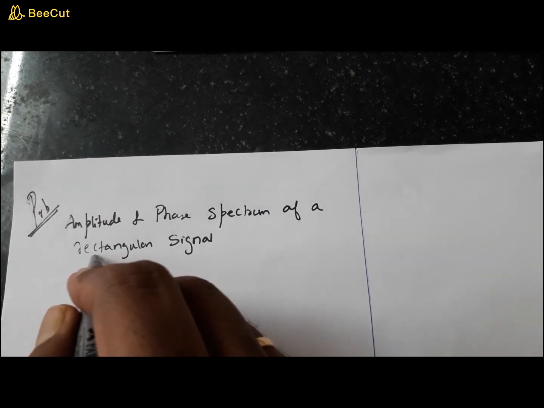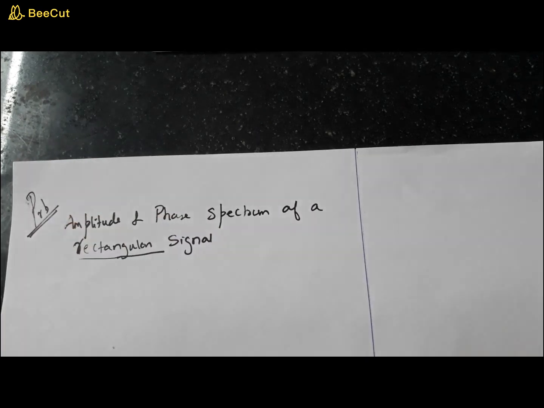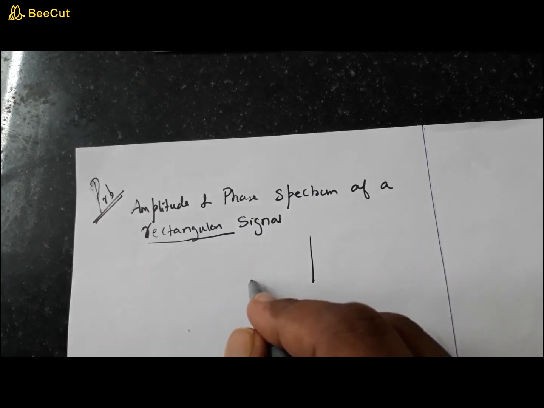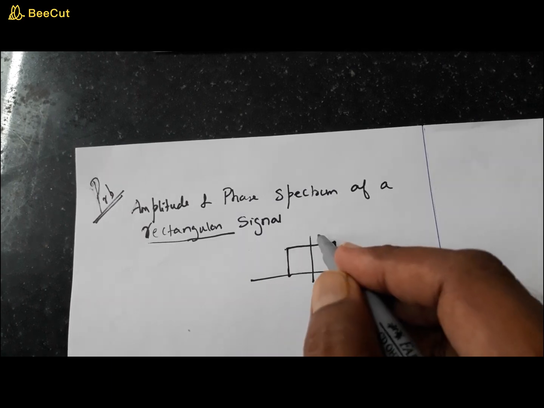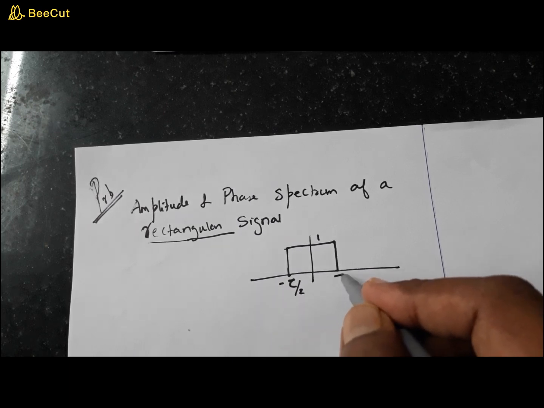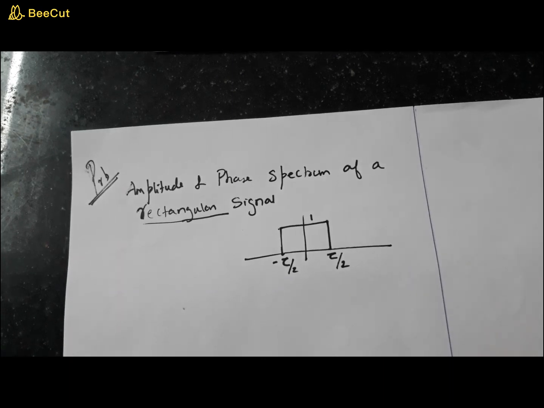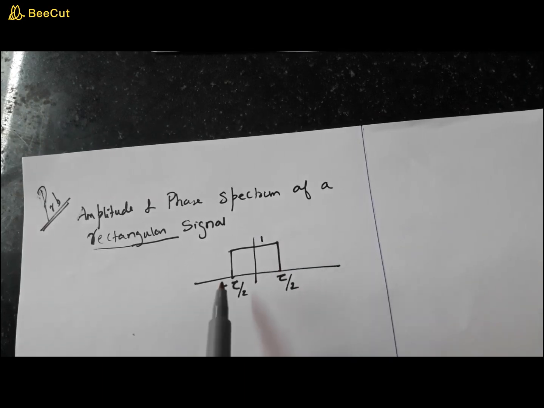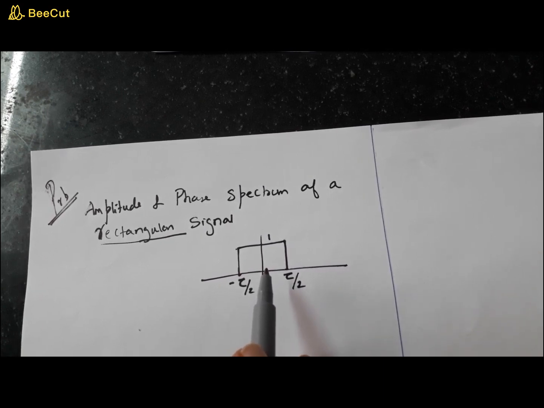Among that, one of the important signals is the rectangular signal. Now, a rectangular signal, say I'm going to draw this figure. It is having an amplitude 1 which varies from minus tau by 2 to plus tau by 2. So this is a rectangular signal. We know that this is an aperiodic signal. This can have a Fourier transform. It satisfies all the Dirichlet's conditions. So you can have X of omega.